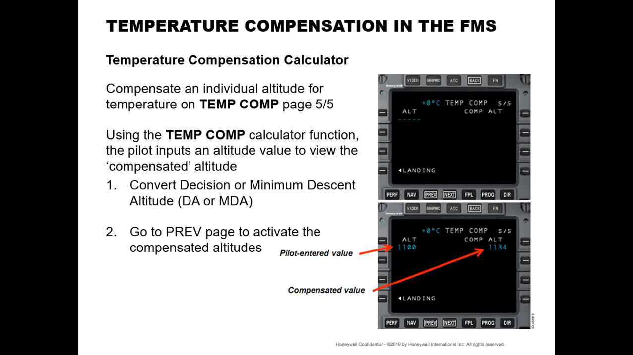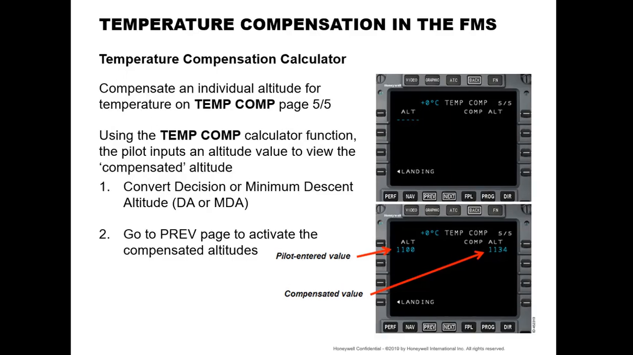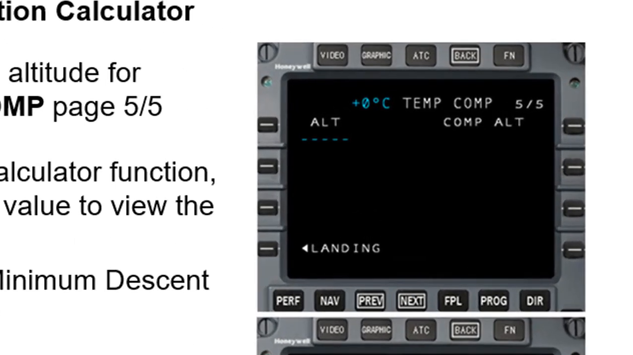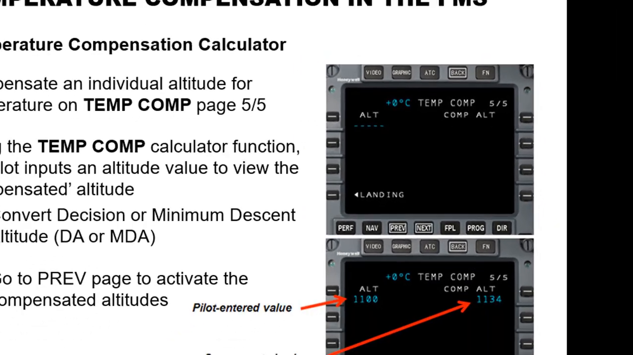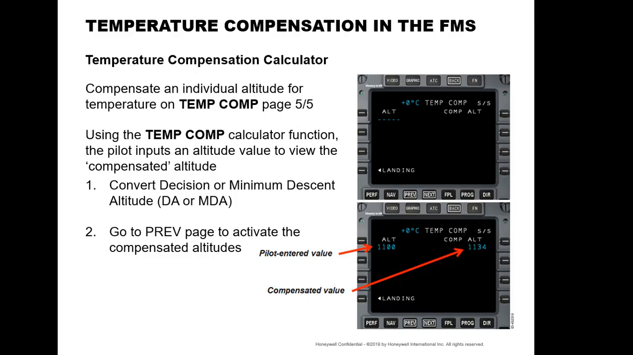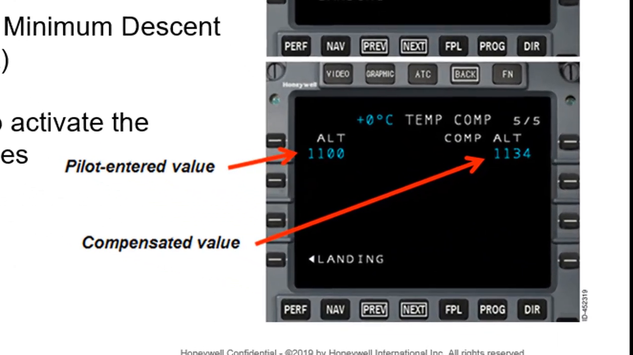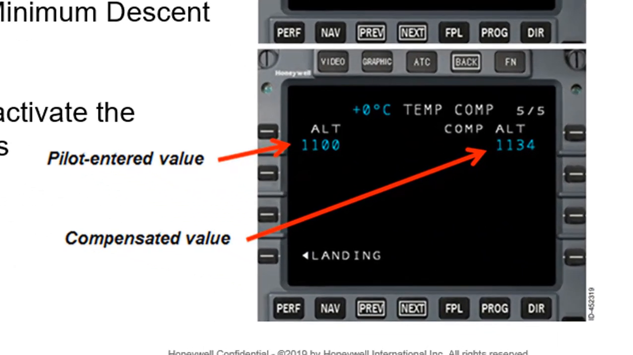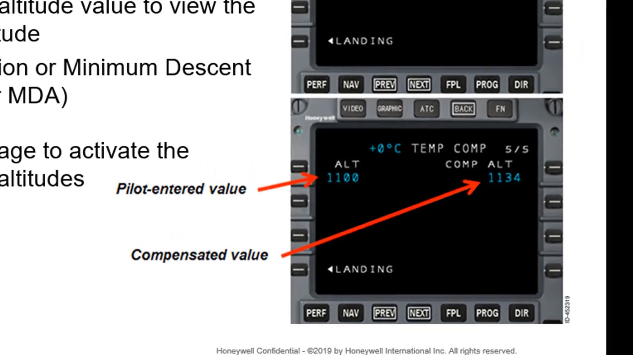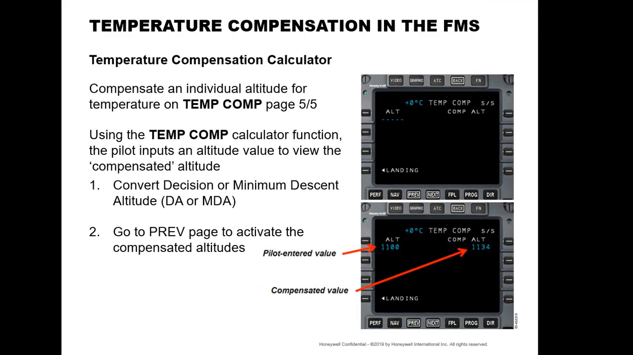The temp comp calculator can be found in the FMS on the last available temp comp page, page 5. Page 5 provides the functionality to compensate an individual altitude for temperature as shown in the MCDU example. Using the temp comp calculator function, the pilot inputs an altitude value and views the compensated altitude. This function provides the pilot with the information needed to manually input temp compensated values, such as the minimum descent altitude or the decision altitude of an approach.